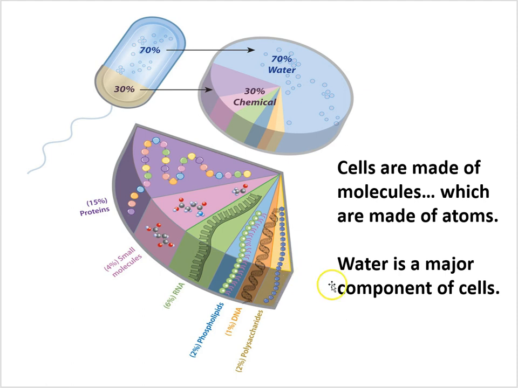So most of life, then, is water. Water is a major component of cells, and that's because life is chemistry, and the chemistry that occurs to keep a cell alive is happening in water. Water is good at dissolving chemicals and allowing them to interact in specific ways that helps the cell stay alive.